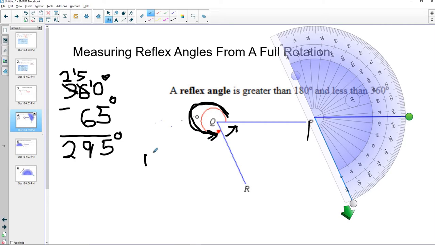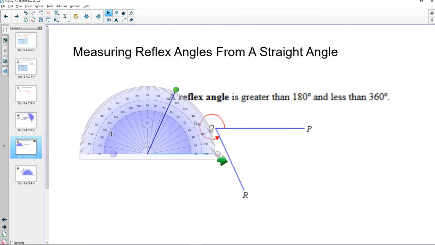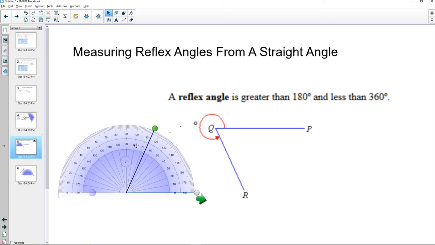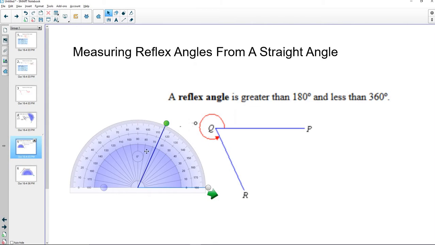So P, Q, R equals 295 degrees. Alright, now let's try doing this using addition. Okay, so once again I've got my protractor, but this time I'm looking at here and seeing how a straight line can be used to measure my angles.